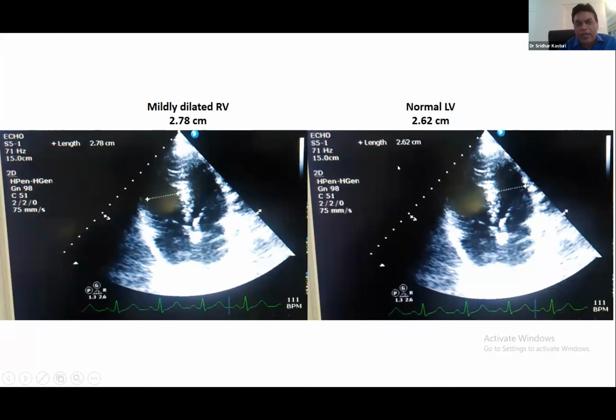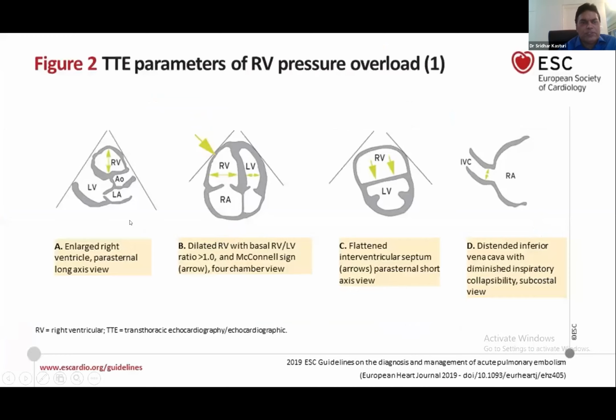Always see the RV and LV diameter. RV diameter has some importance. So when you see the transthoracic echo, whether RV dilatation is there or not, you measure the LV and RV ratio. If more than 1, McConnell sign, that is the RV free wall hypokinesia. If that is there, and there is no other reason to explain, it indicates that sudden onset of dyspnea, acute chest pain classically indicates pulmonary embolism.